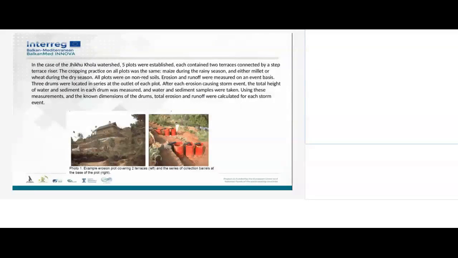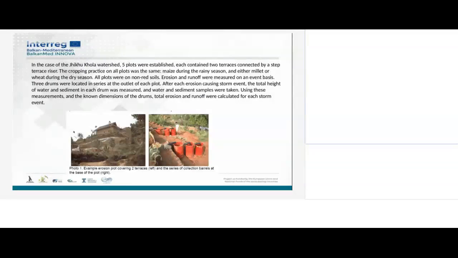In the case which is presented here, 5 plots have been established. Each contains 2 terraces connected with a steep terrace riser. The cropping practice in all plots was the same. This was the cropping of maize during the rainy season and either millet or wheat during the dry season. All plots were on non-red soils, and erosion and runoff were measured at event basis after each rainy event.